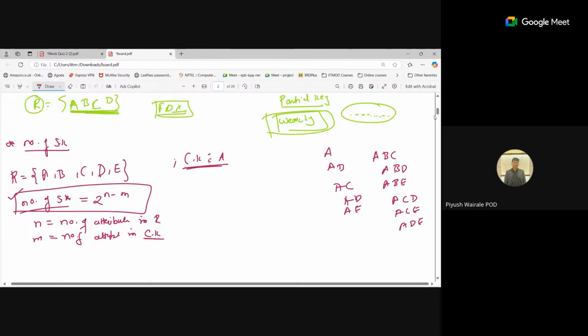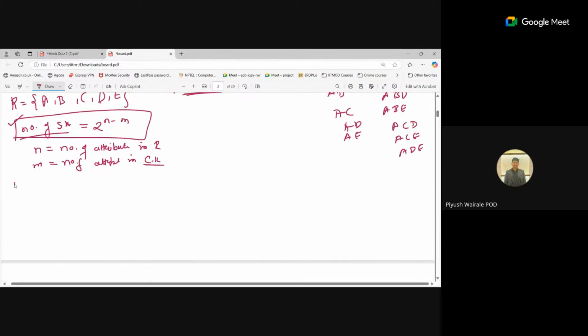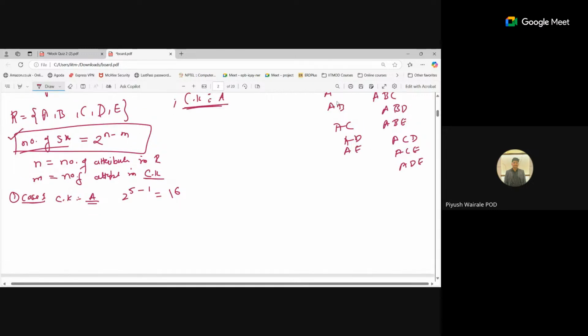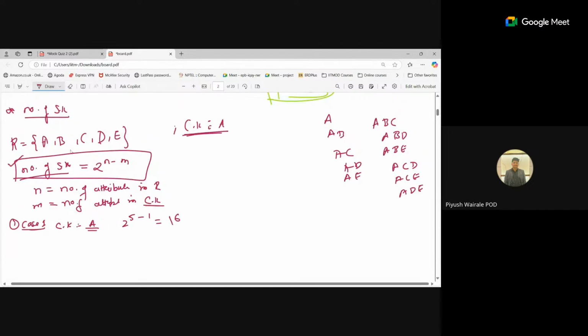Now the first one is case one. What is case one? We have only one candidate key. Here the candidate key is only one, that is A. In that case, what is the formula? Simple, the number of super keys is 2 to the power n minus m. n is 5, m is only 1. So that will be 2 to the power 4, which is 16, right? Combinations of all 4 attributes, 5 attributes, that will consist of 16 things. So here we get 16 super keys for the one candidate key A.